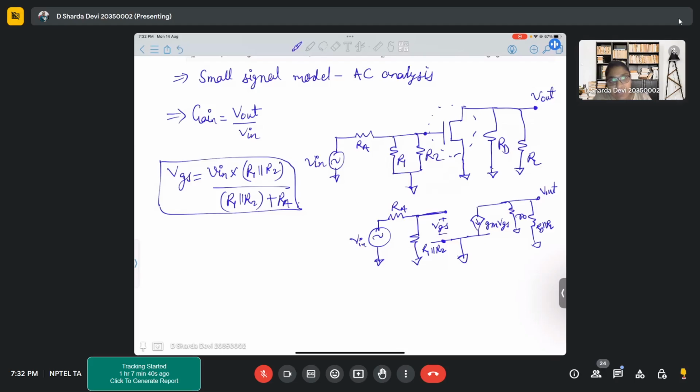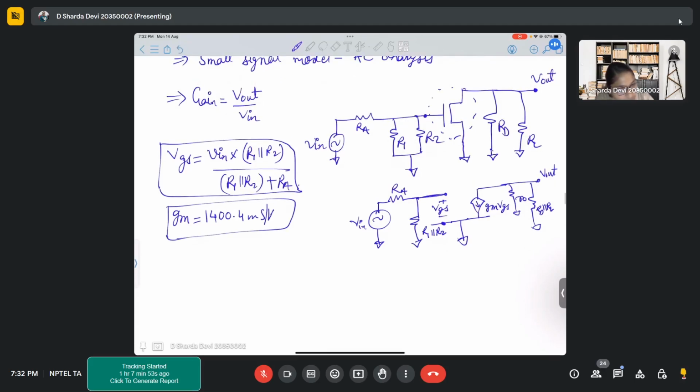We do know our GM, right? We have calculated earlier what GM was: 1400.4 millisiemen per volt. So this is the GM that we already know. So the GM into VGS is known. So what will be the V out?